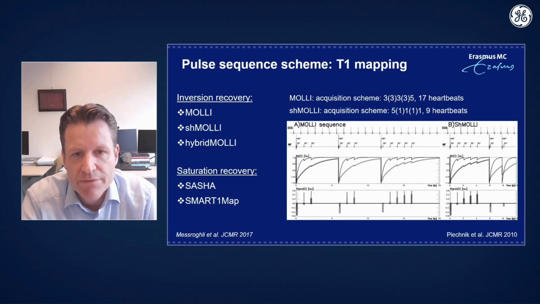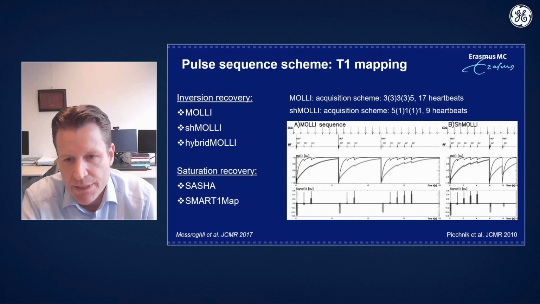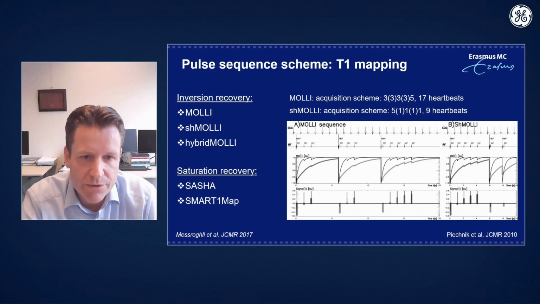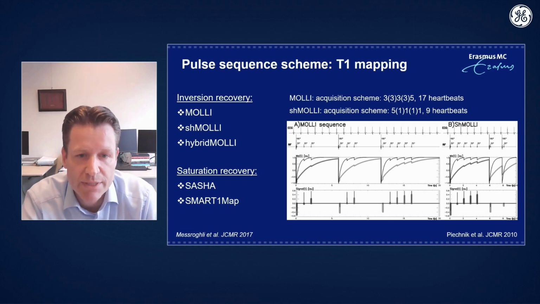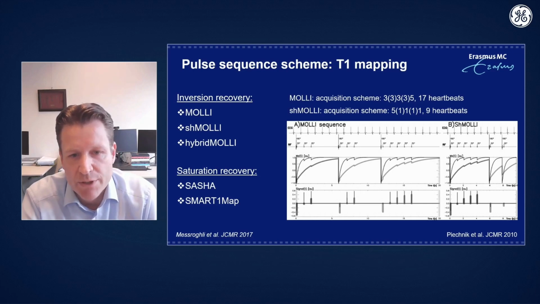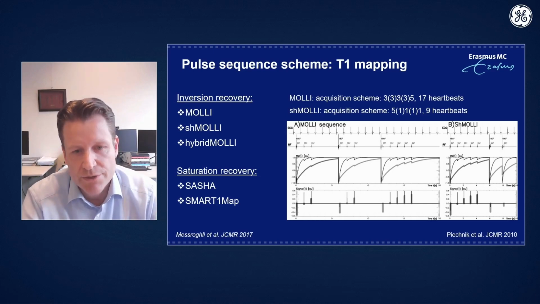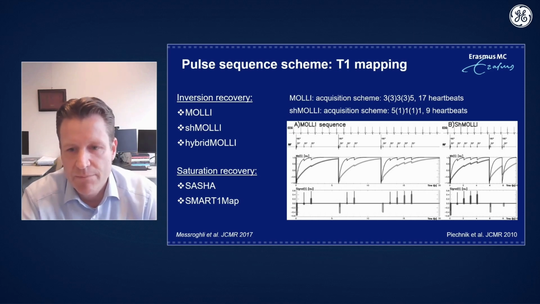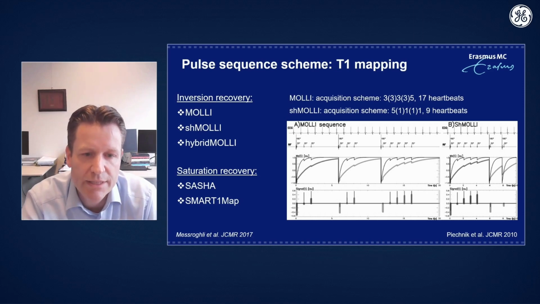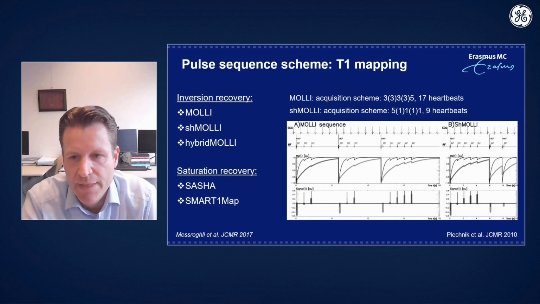So if we talk about the different pulse sequence schemes that can be used, I only want to highlight the T1 mapping. So different inversion schemes that are used are MOLLI, shortened MOLLI or hybrid MOLLI, and a lot of variations have gone around. You can also use a saturation recovery pulse. One of them is SASHA, and GE is offering the SMART T1 map.